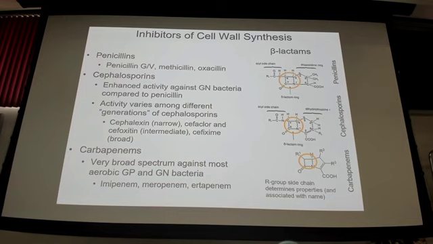Carbapenems too have been engineered in such a way where these specific R groups allow them to have an expanded spectrum of activity, gram-positives and gram-negatives. If you've never heard of these types of antibiotics like imipenem, meropenem, ertapenem, these are very important types of antibiotics, so you'll definitely hear about those increasingly in other courses.